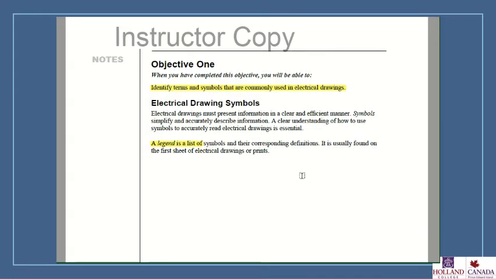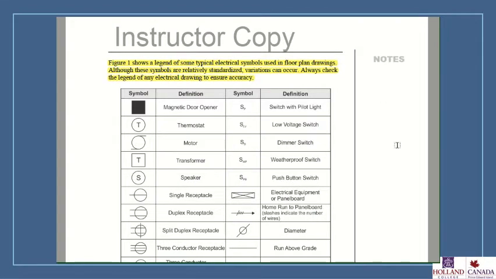A legend is a list of symbols and their corresponding definitions. It's usually found on the first sheet of electrical drawings or prints. Figure 1 shows a legend of some of the typical electrical symbols used in floor plans. Although these symbols are relatively standardized, variations can occur. Always check the legend of any electrical drawing to ensure accuracy.